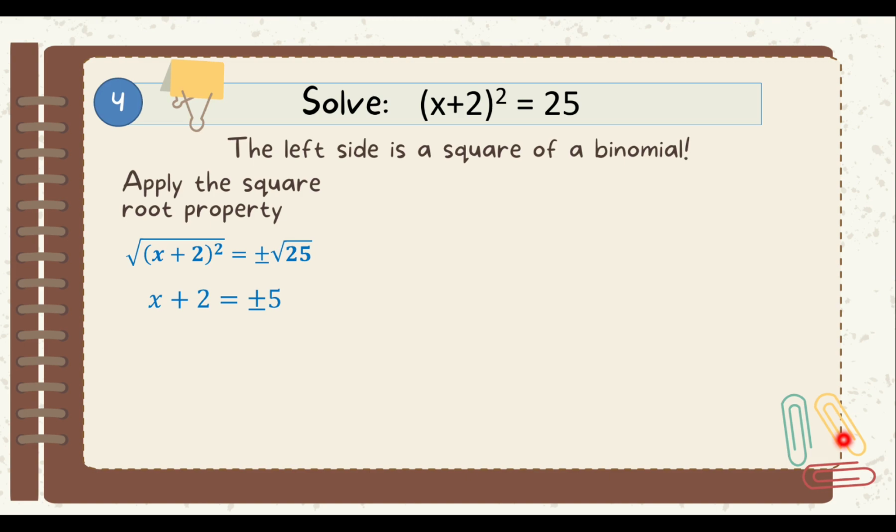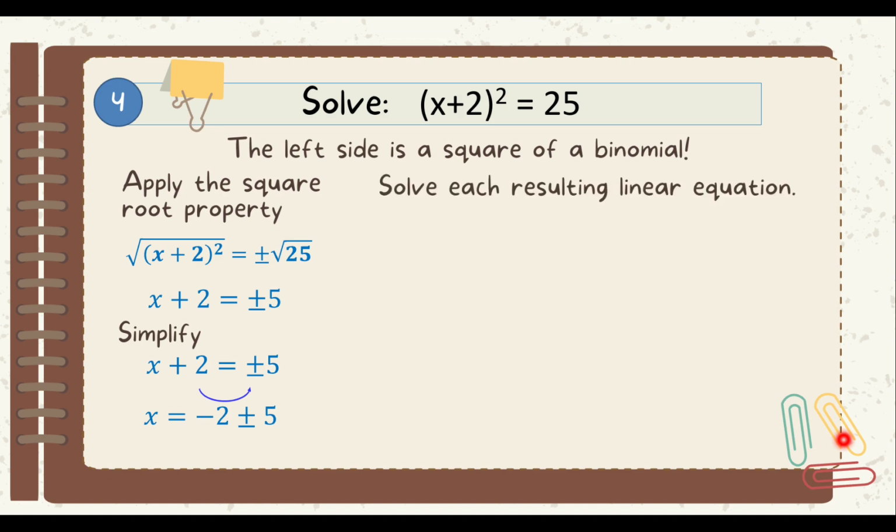Thus we can continue and simplify. We transfer your 2 to the other side, or we add negative 2 to both sides of the equation. We now have x is equal to negative 2 plus or minus 5. Thus, we solve each resulting linear equation. We now have the first one being the positive. So we say x sub 1 is equal to negative 2 plus 5.